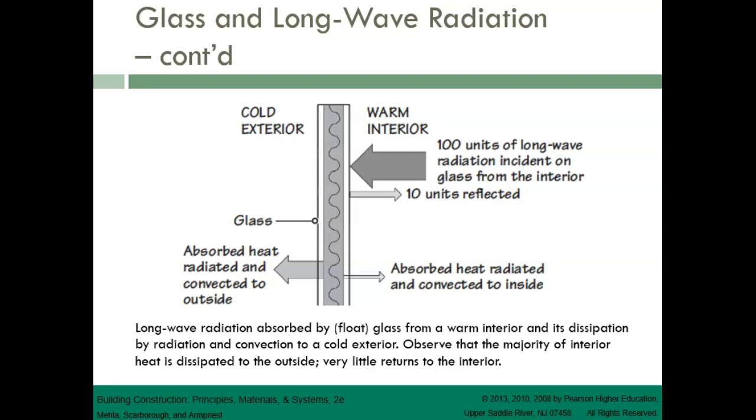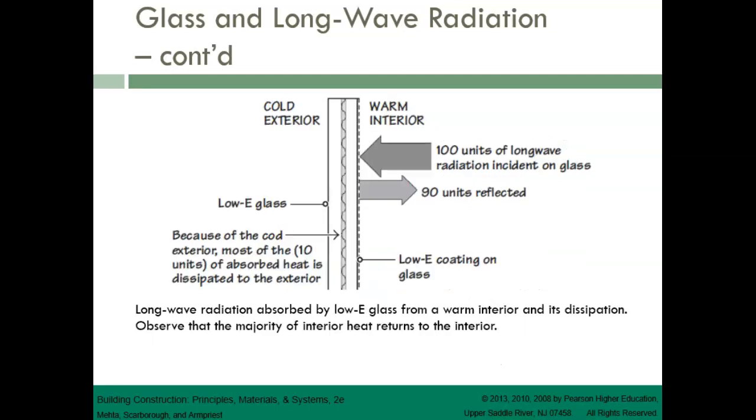A simple way to reduce the heat loss of interior heat absorbed by glass to the exterior is to coat the surface of the glass with a low emissivity, a low E film. The glass with a low emissivity coating is called a low E glass. A low E coating is almost invisible to the eye because it transmits most of the visible solar radiation. With the use of low E glass, most of the energy is reflected back into the warm interior.